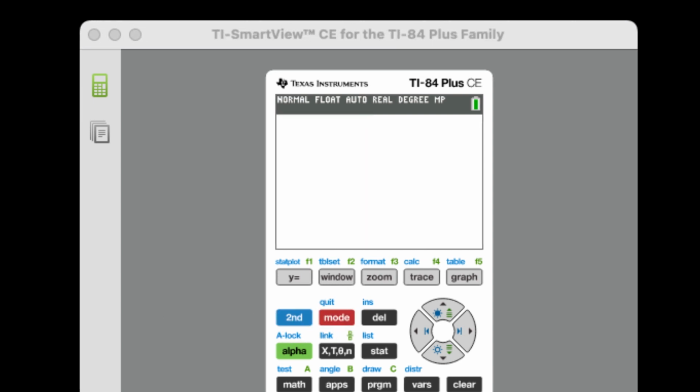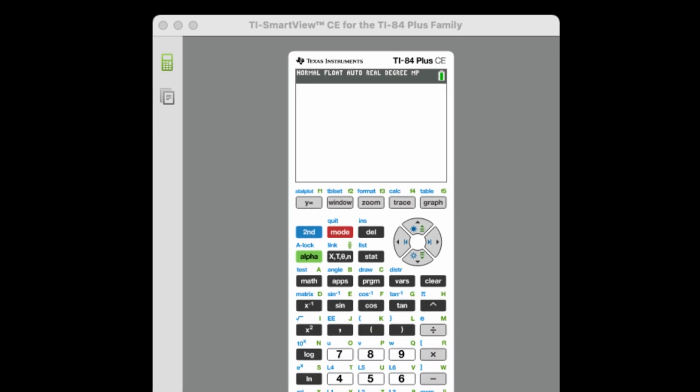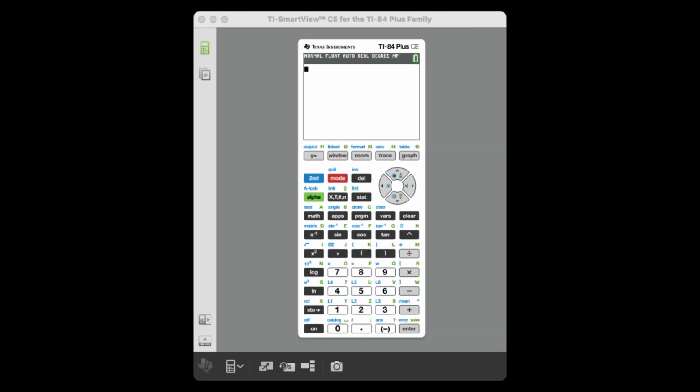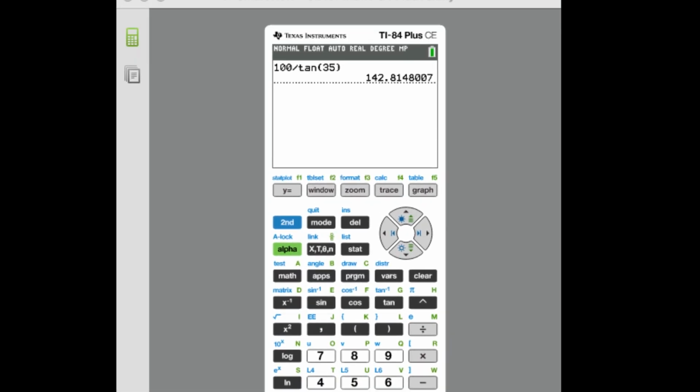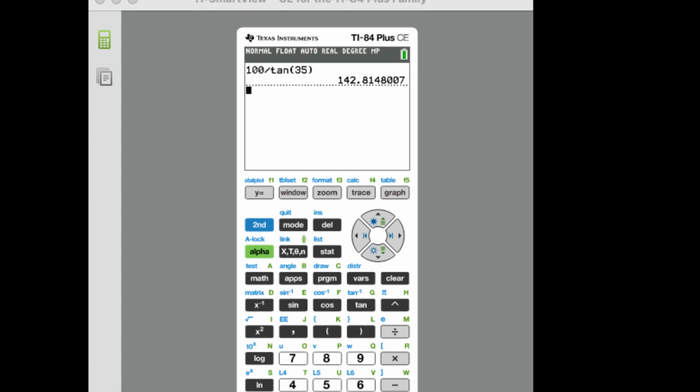So all I have to do, since it's in degrees, in my calculator, I have to put what again? 100 divided by, do I have a tangent key? Tangent of what? 35 degrees, okay? Tangent, 100 divided by tangent 35. What do you guys get? What's this answer to the nearest what? Tenths.